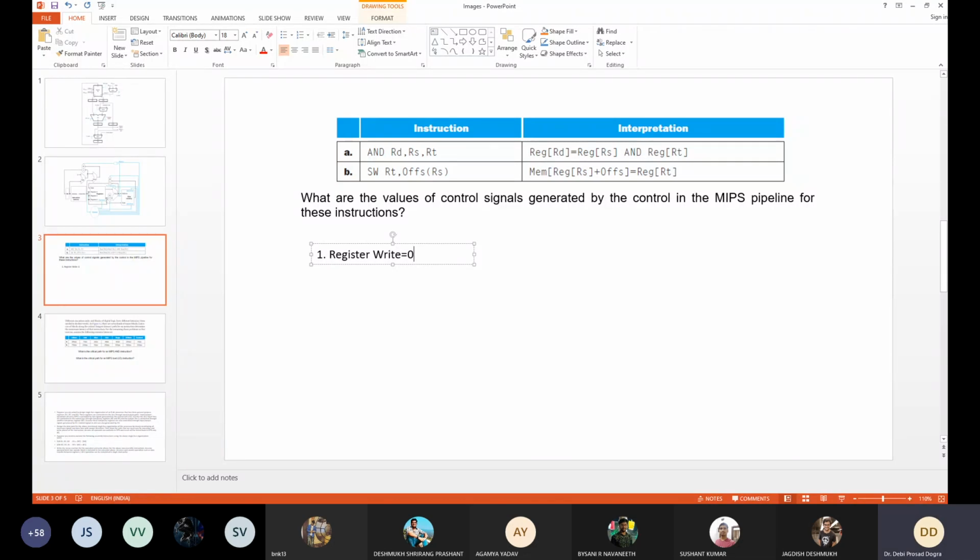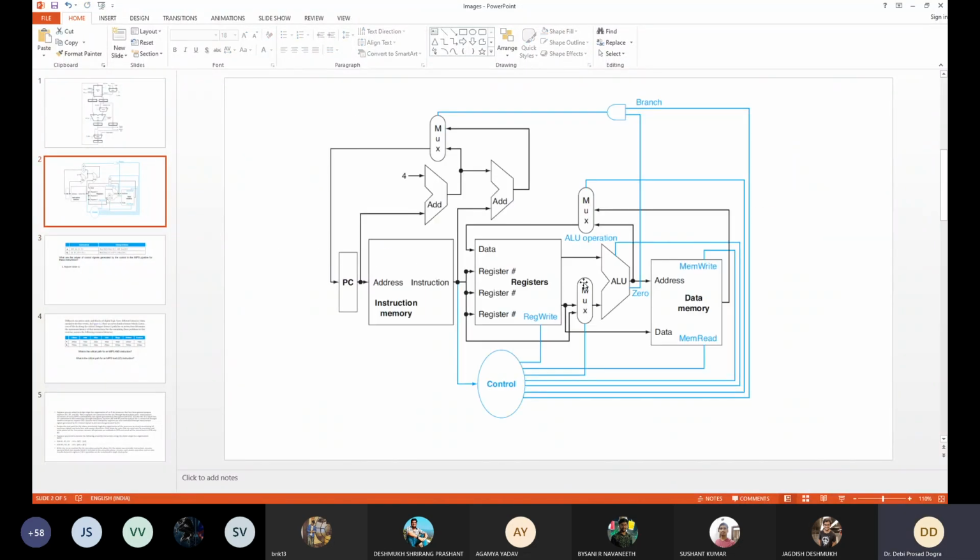Register ID equals to 0. Register ID equals to 0 means it's read. Okay, because the same line will be used for reading and writing. So register ID equals to 0. Let me again see the next one. So the values are here.